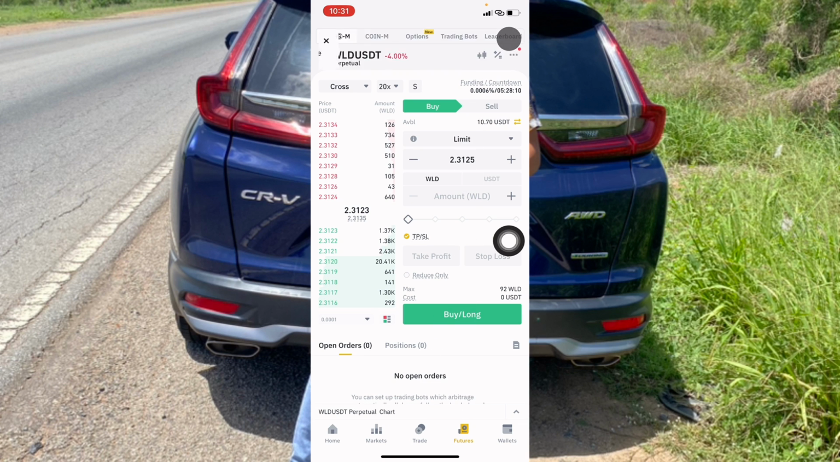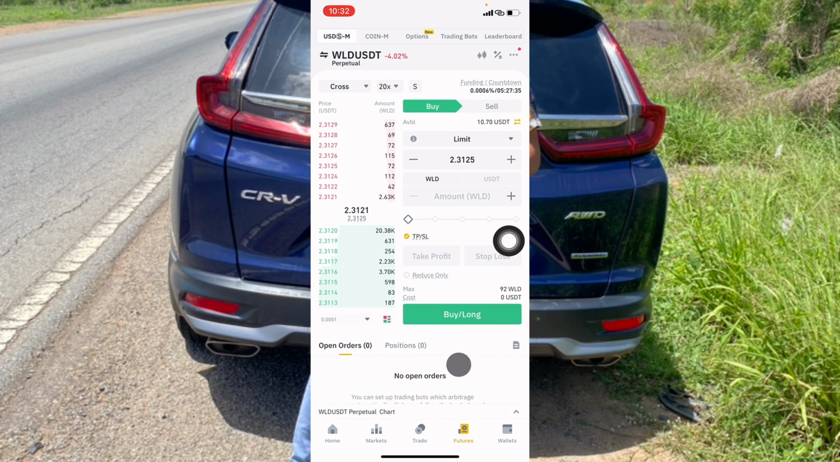So this video is just going to be about the terms that some of you don't know: limit orders, market orders, how to set limit orders, the difference between limit and market orders. So first, we are going to look at limit orders. A limit order is an order to buy or sell an asset at a specific price or better. Limit orders are used to buy or sell an asset at a specific price.